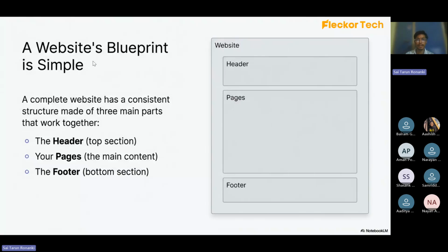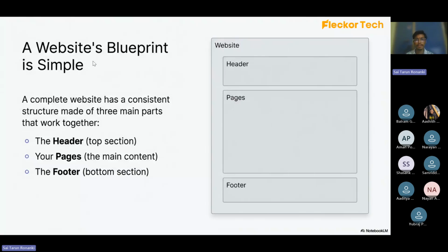For every website, once we open it, we can see first the header, and then we can see the hero section and the content below, and every page ends with the footer and starts with the header. So these are the main sections of the website, and this is the blueprint of the website.